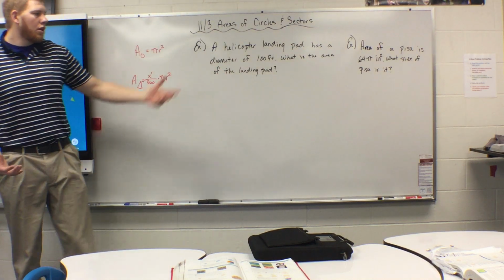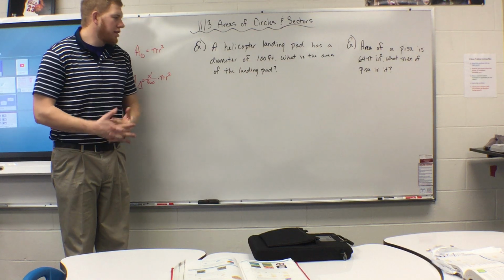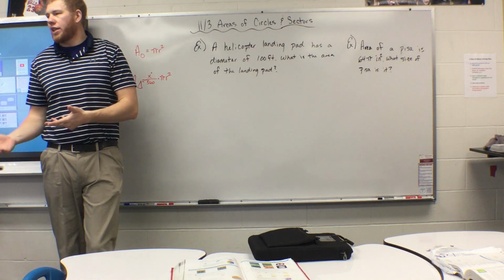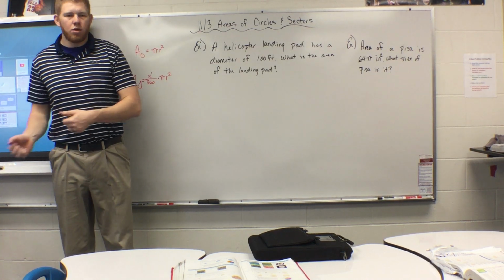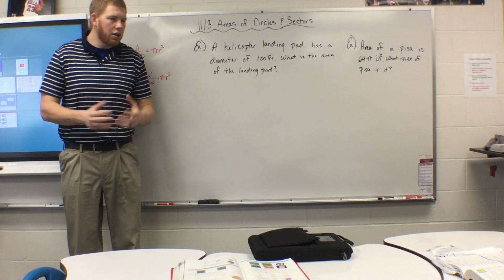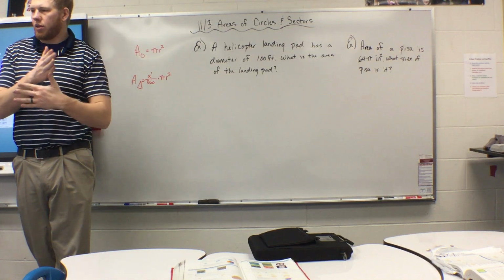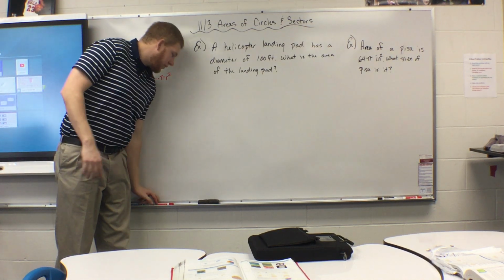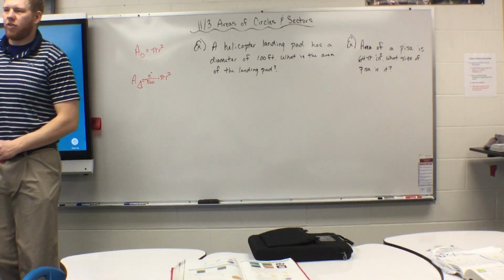Well, a helicopter landing pad has a diameter of 100 feet. What is the area of the landing pad? Why would you need to find the area of the landing pad? Well, maybe you need to repaint it, right? So the helicopter from the sky can see the big red cross there. Don't land on it. Anyway, how are we going to find this?